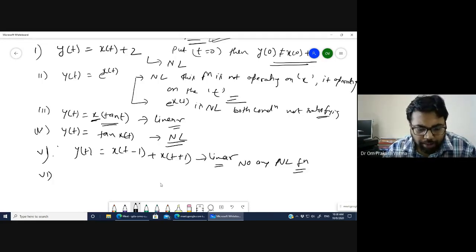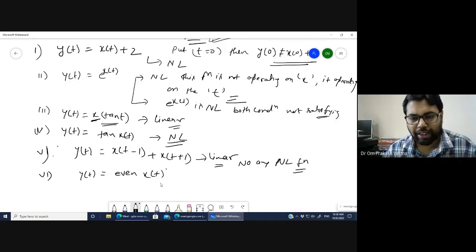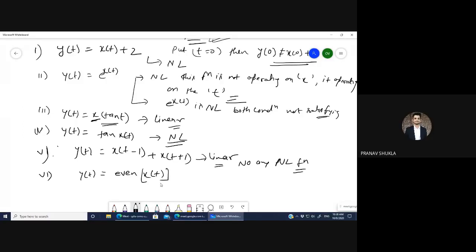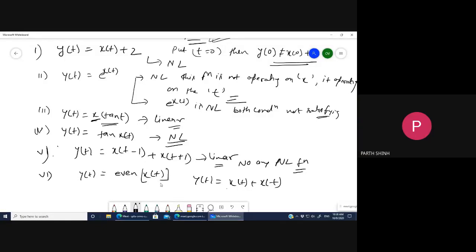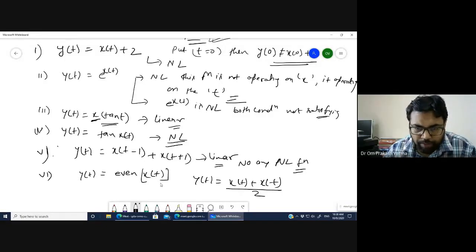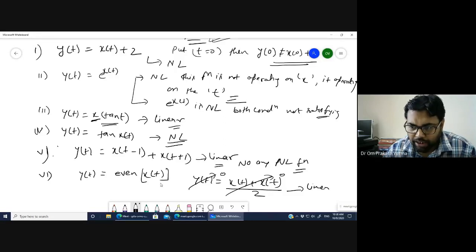Now tell me, y(t) = even part of x(t). What is the comment? Linear. y(t) = [x(t) + x(-t)] / 2. When you put 0, automatically it will come 0. So this is a linear function, a linear system.